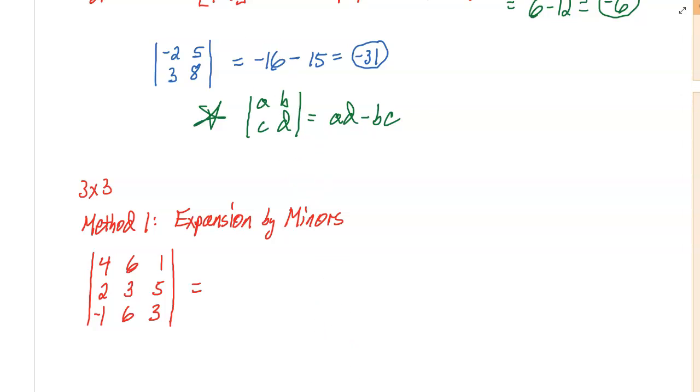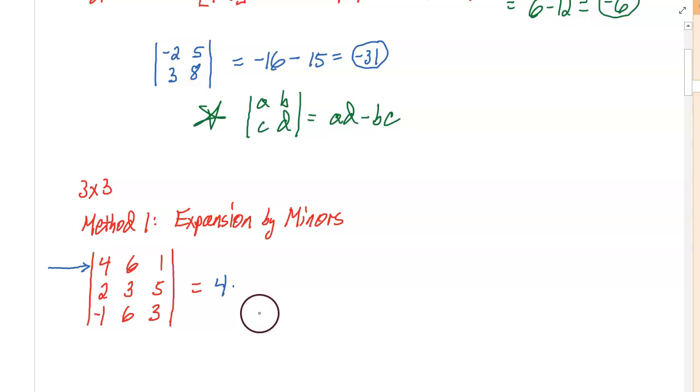Here's how the expansion by minors process works. The first thing you do is you choose any row or column that you would like to use. I'm going to choose row 1, but I don't have to choose row 1. I could use row 2 or row 3, or I could use column 1, column 2, or column 3. The next thing you do is you take the first entry from the row or column that you selected, in this case, the 4.